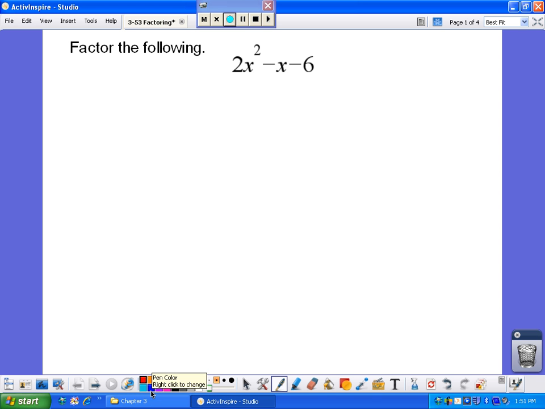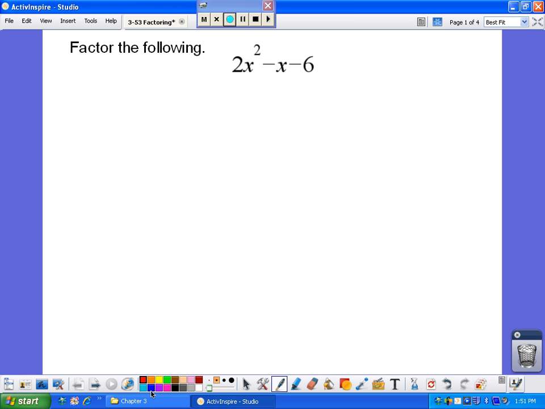Our first job is to factor 2x squared minus x minus 6. There are many ways to factor such a thing. If you know an area formula, that's the way we're going to go about it. There's another way, I know Emmanuel teaches a different way, but we're just going to use an area formulation.